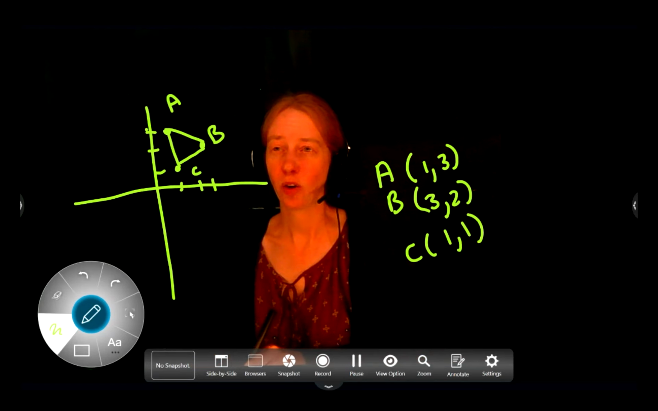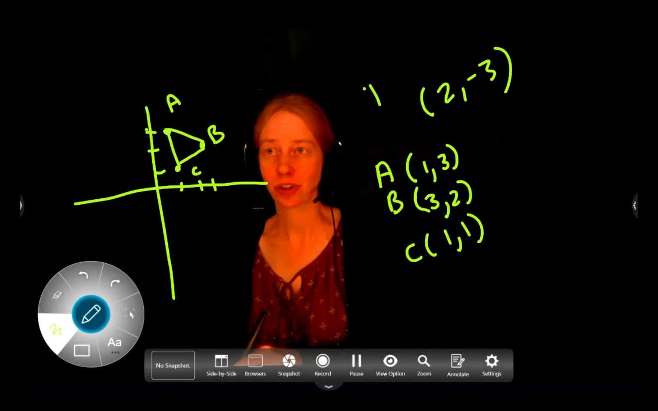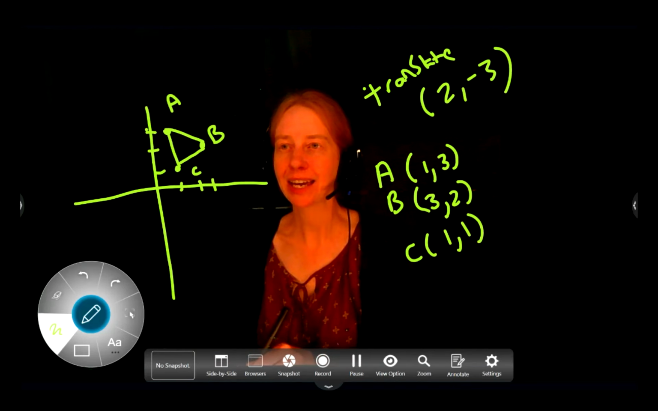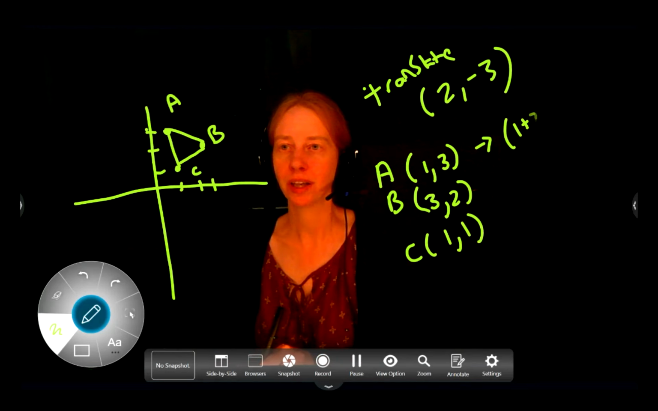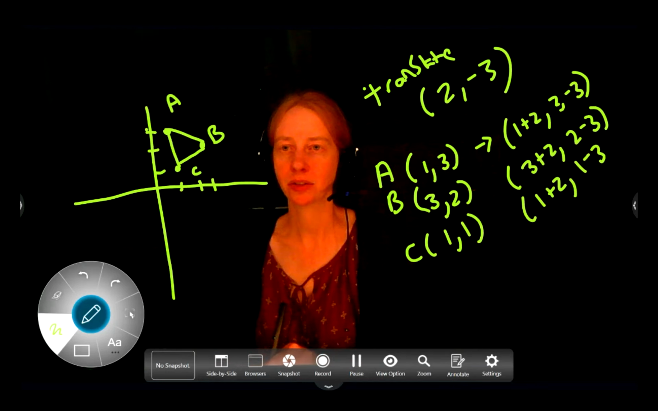Now, if I were to translate this in a certain direction, how about I translate, I can't think of numbers right now, 2, -3. Okay, that's my translation. And so what I'm going to do is take this and say, okay, this becomes 1 plus 2, 3 minus 3. This becomes 3 plus 2, 2 minus 3. This becomes 1 plus 2 and 1 minus 3.